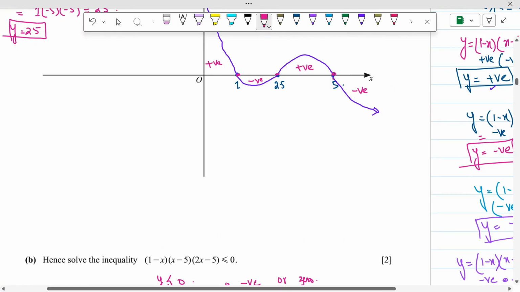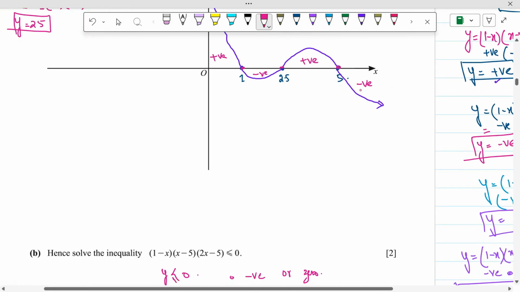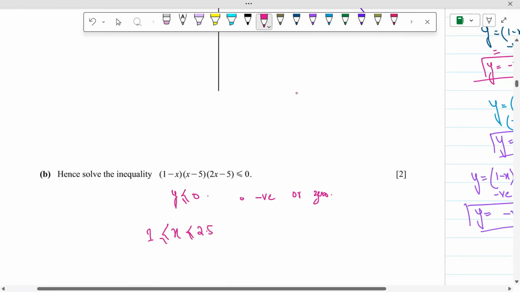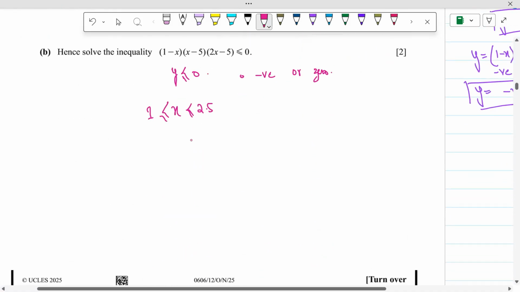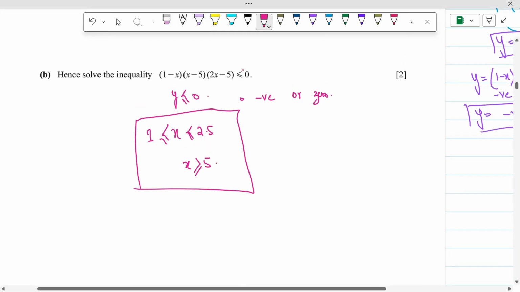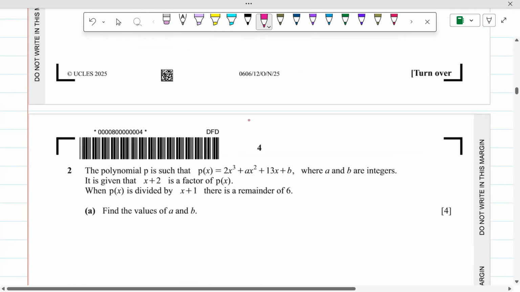In this range we will have either 0 or negative. Similarly, when x is greater than 5, we have negative values of y, and when x equals 5, we have the 0 value. So we can say that x is greater than or equal to 5. These are the two ranges in which the inequality is satisfied, so this is the solution of the given inequality.